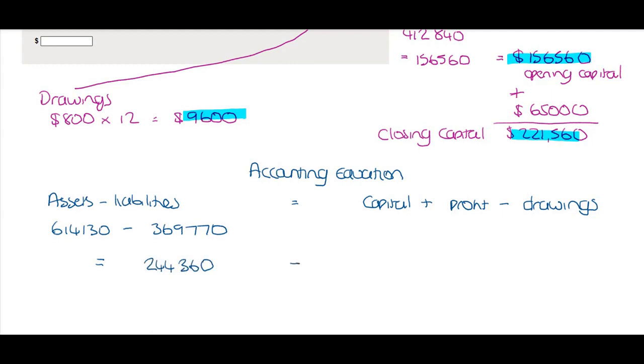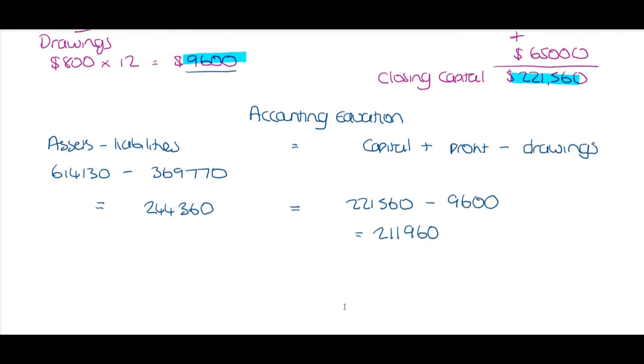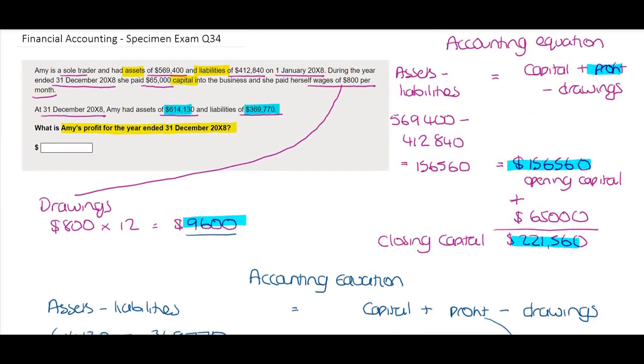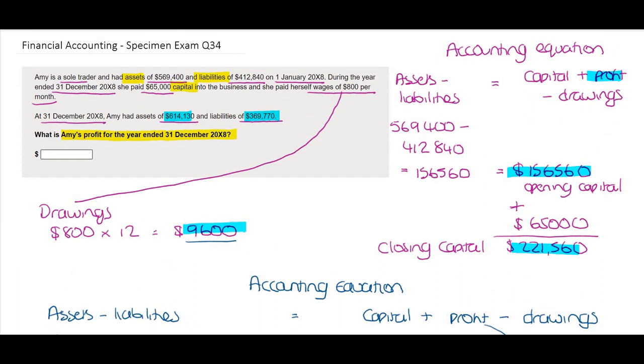Therefore, looking at our accounting equation, the closing assets and liabilities were $614,130 minus $369,770. Therefore, the left-hand side of our equation equals $244,360. The right-hand side of our equation has to equal the same. So far, our capital is $221,560, and we would deduct the drawings that we've calculated at $9,600. This will equal $211,960, and therefore our balancing figure to ensure that the right-hand side equals the left-hand side must be $32,400. This figure represents our profit, and so when answering the question, what is Amy's profit for the year ended 31st of December 20x8, it is $32,400.